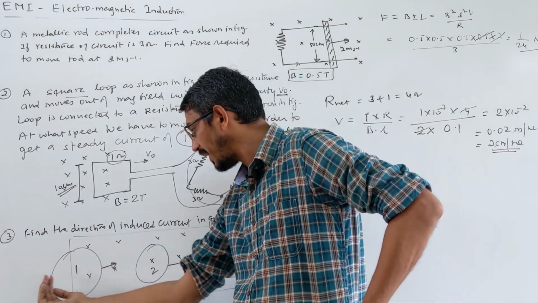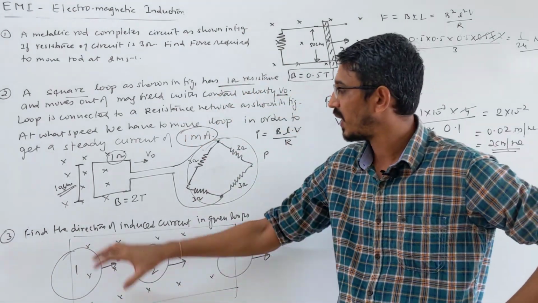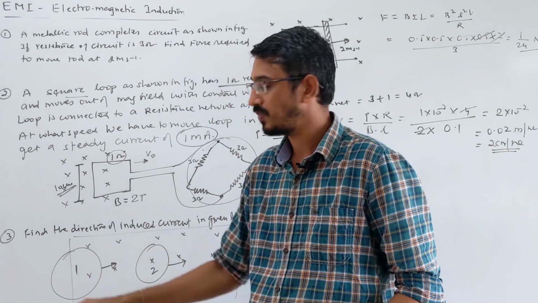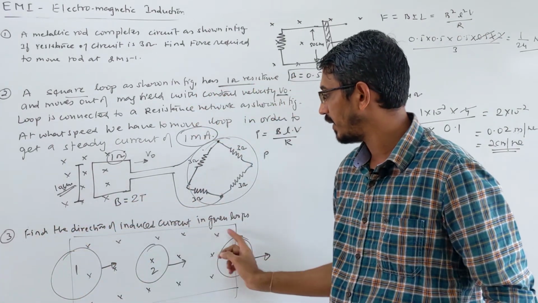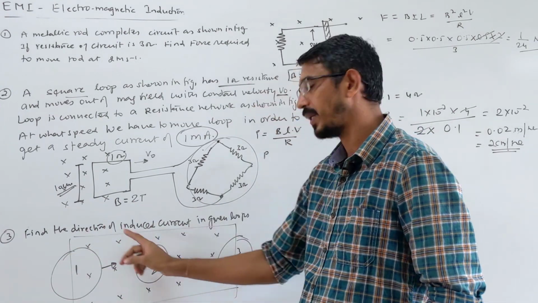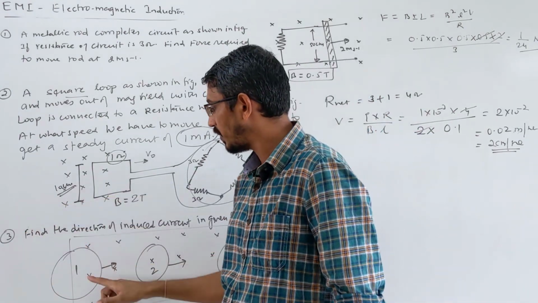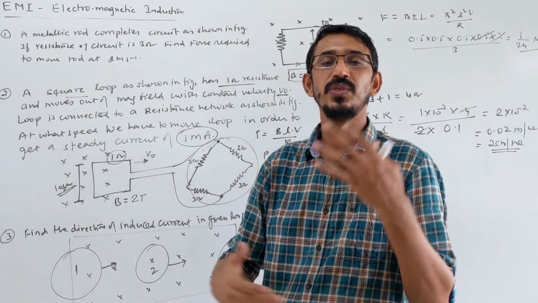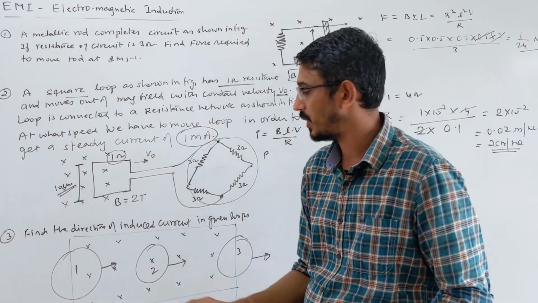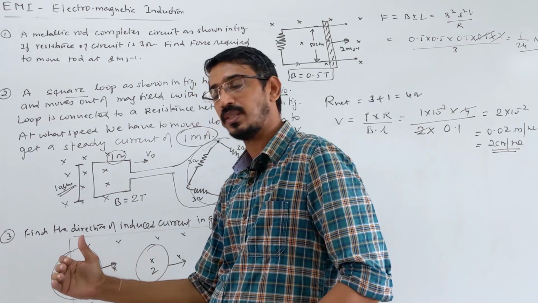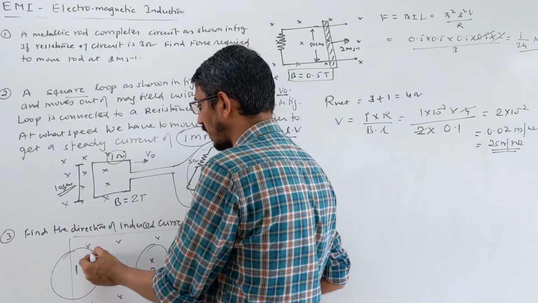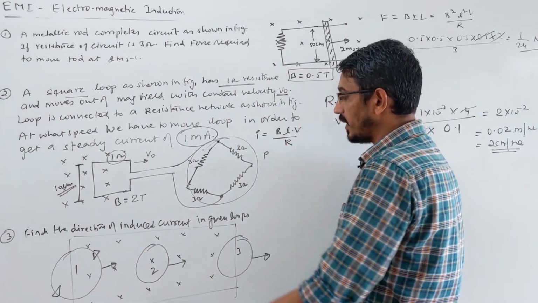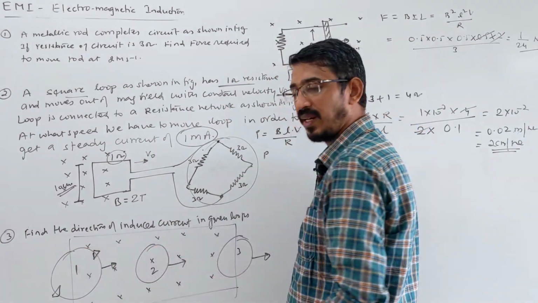This loop is entering into the magnetic field, which means the flux in this loop is increasing, and increasing in the inward direction. Suppose the magnetic field is given in this box. So here flux is increasing in the inward direction, so flux due to induced current should be outward to reduce this. We want outward flux, which means current should flow in this loop anti-clockwise.